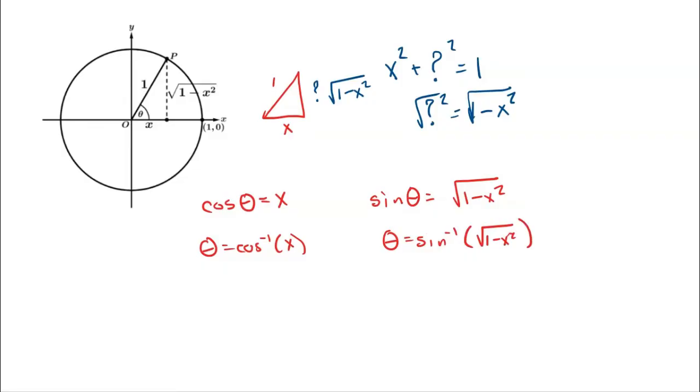Now, this theta right here is the same theta as right there. It's the theta from our picture, which means that cosine inverse of x equals sine inverse of the square root of 1 minus x squared.